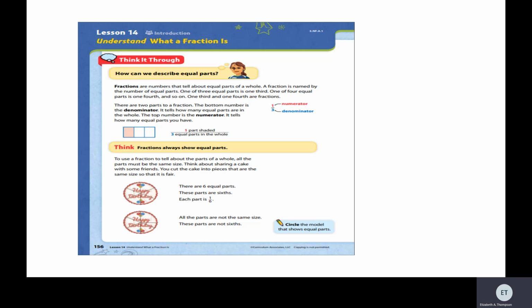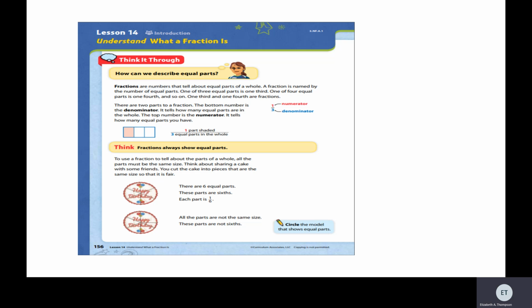The bottom number in a fraction is called the denominator. The top number is called the numerator. It tells how many equal parts you have. If you look at the little rectangle in the middle of your page, it is broken into 3 equal parts. So the denominator would have a 3. One part is shaded. So in this case, this fraction would be 1/3.